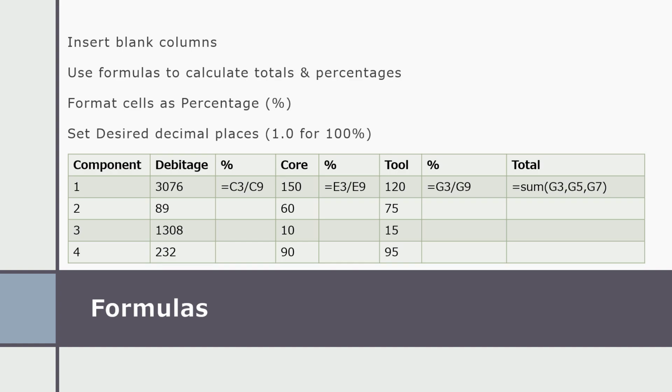So for component 1, I want 3,076 debitage pieces divided by the total number of artifacts in component 1 at the end of the sheet. So you can see the formulas I've typed in here. And in Excel, you can then drag those down by clicking in the right bottom corner of the cell and then dragging it down, and it will automatically populate these formulas once you put the first one in. And you will very quickly then create a ratio that you can convert easily to a percentage simply by formatting these cells as a percentage.